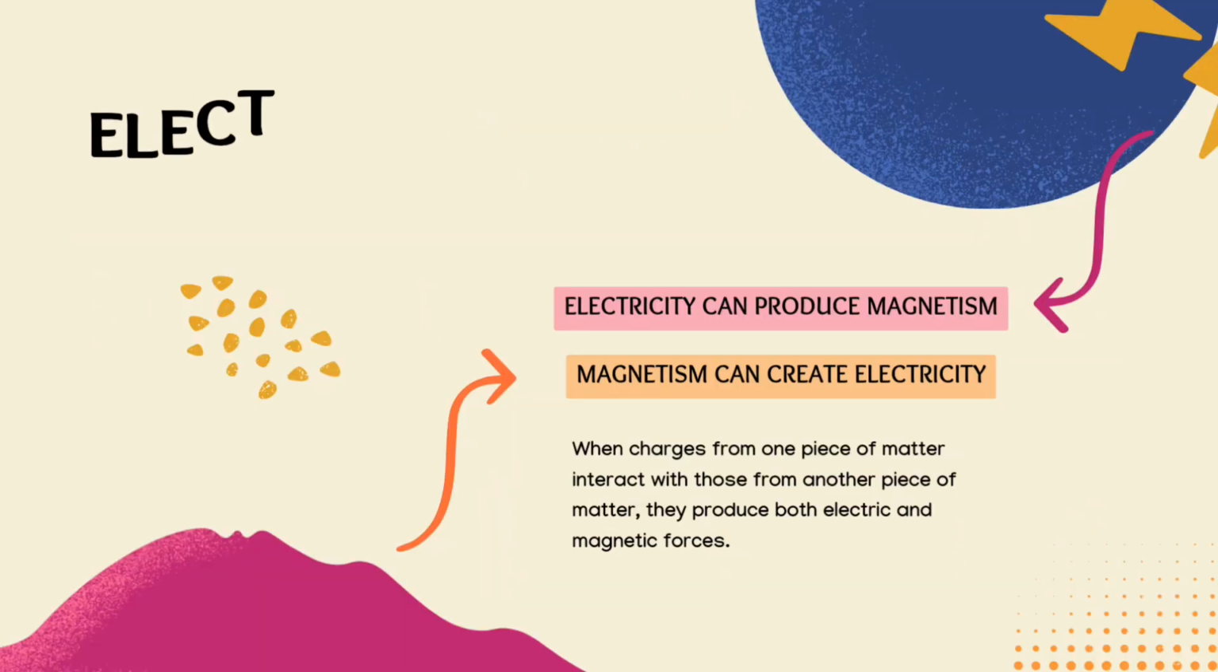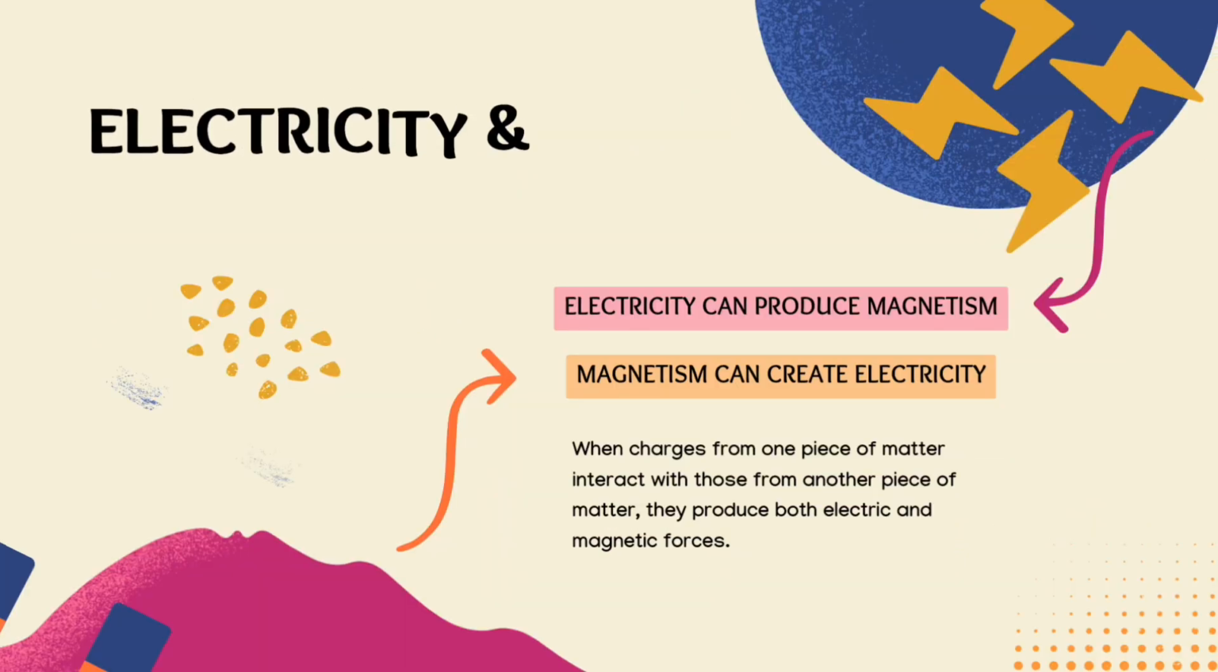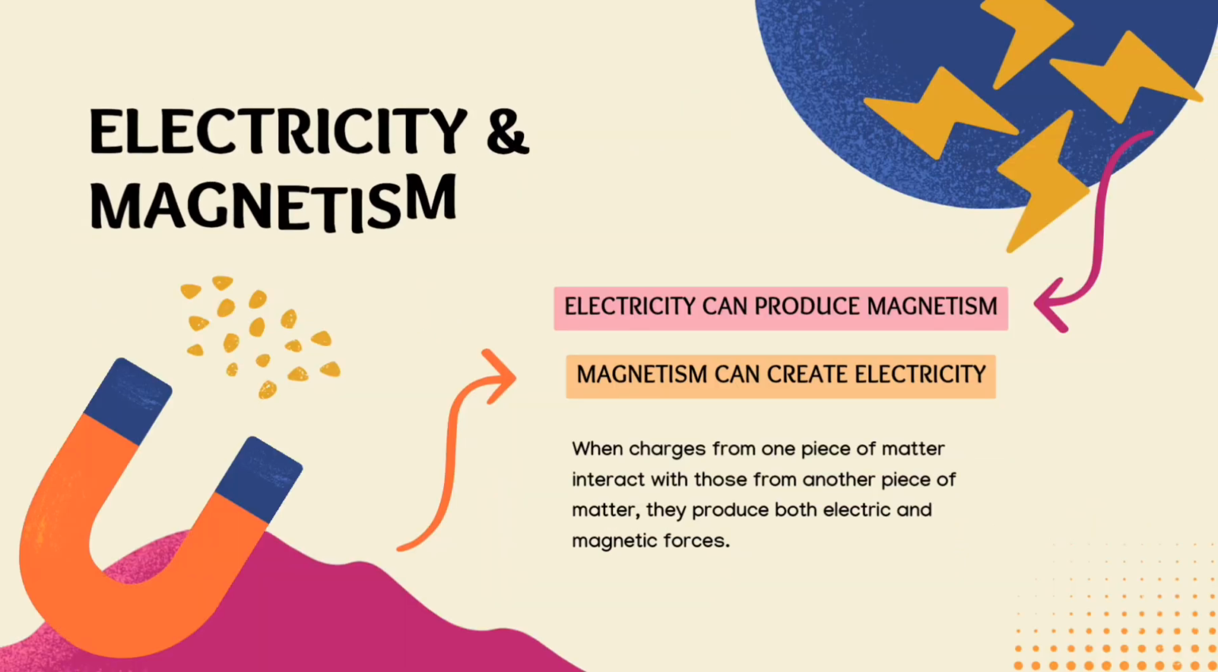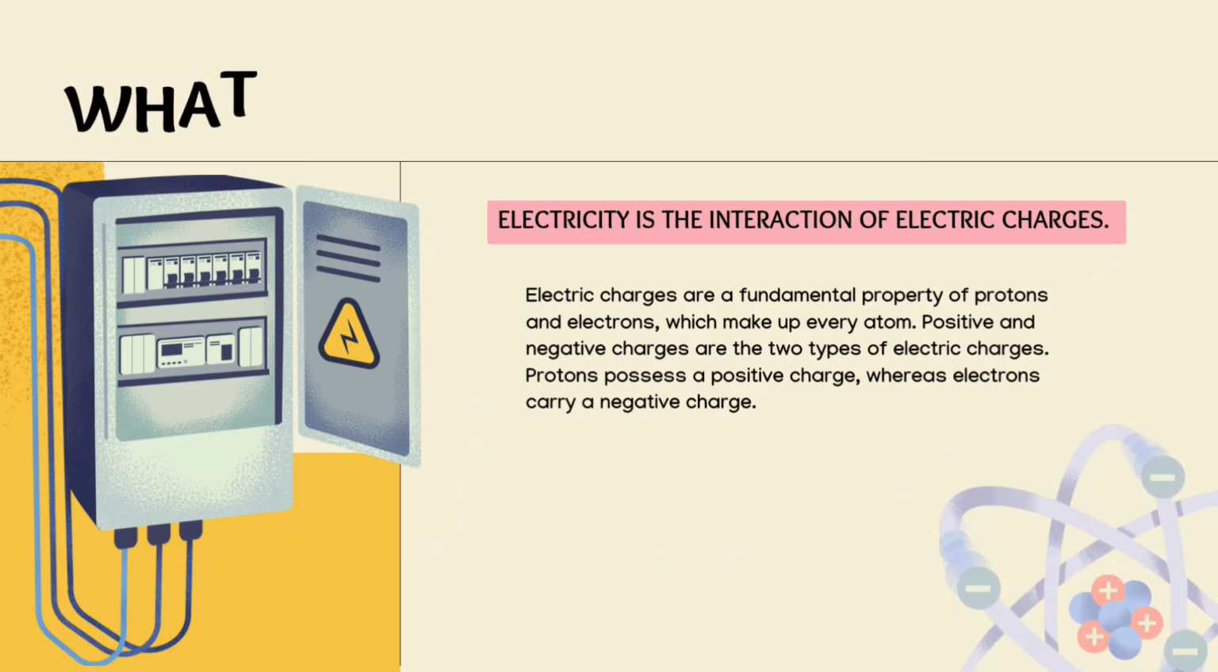Now we will establish the relationship between electricity and magnetism. Electricity can produce magnetism, and so magnetism can create electricity. When charges from one piece of matter interact with those from another piece of matter, they produce both electric and magnetic forces. Now what is electricity?